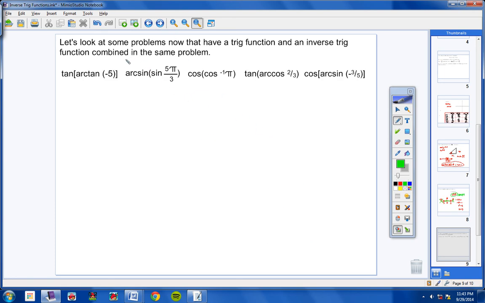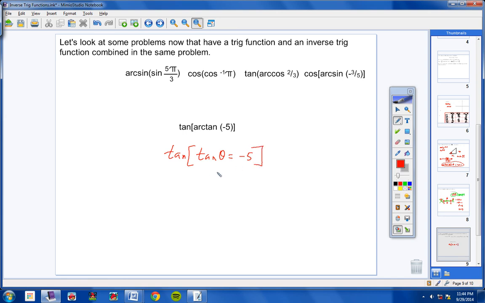Okay, let's look at some problems now that have a trig function and an inverse trig function combined in the same problem. So here we go. Let's take a look at this problem right here. Not too difficult. We have tangent of arctangent of -5. So bring down your tangent. Let's change colors here so you can see that a little better. Bring down your tangent, and then inside I'm going to rewrite my arctangent, tangent of theta equals -5.